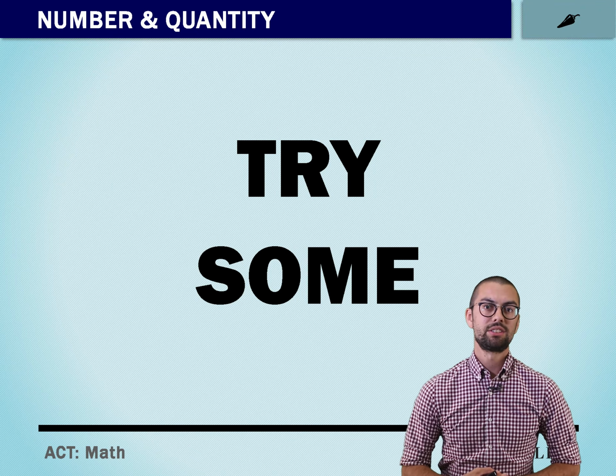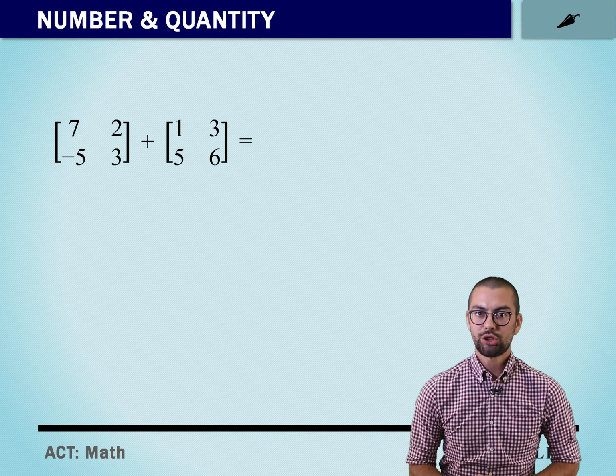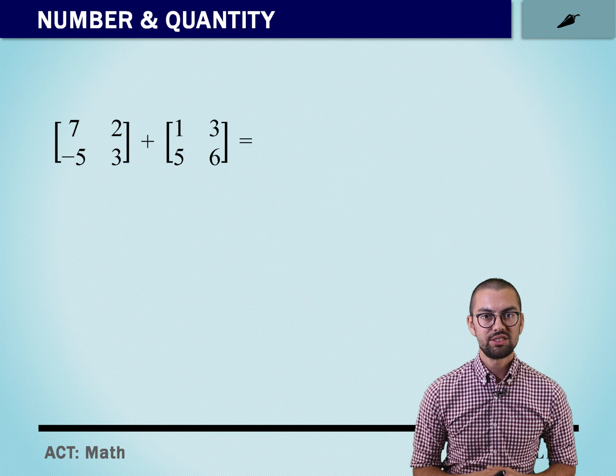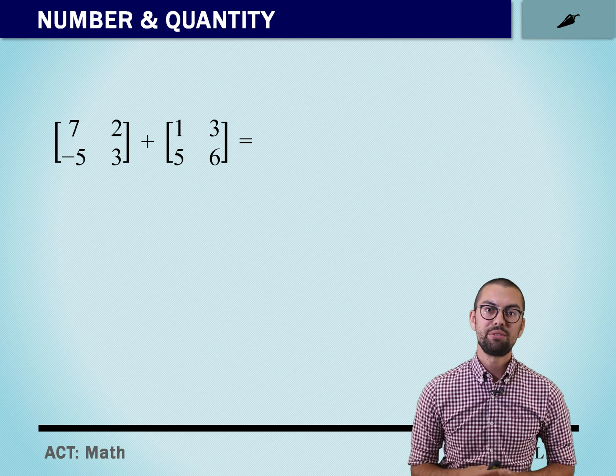Let's try some. Practice always helps. Start again with some simple addition. We've got 2 by 2 matrices, 7, 2, negative 5, 3, plus 1, 3, 5, 6.